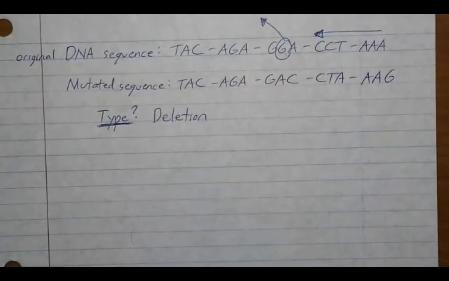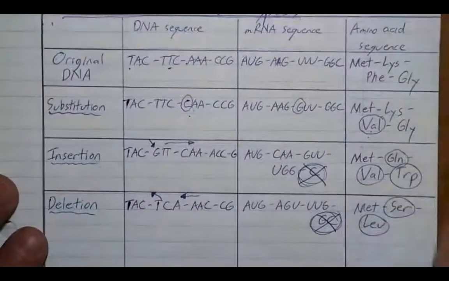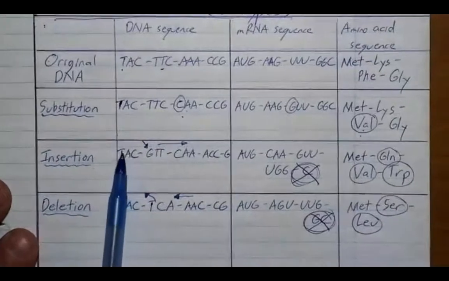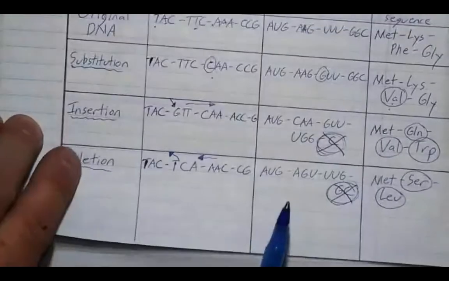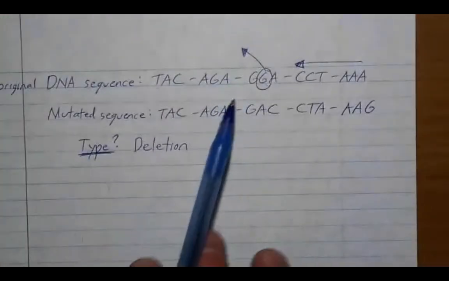Okay, so just to recap it, 3 types of mutations: substitution, insertion, deletion. Make sure you feel comfortable with those 3. And then being able to recognize what had happened when I give you this type of situation.